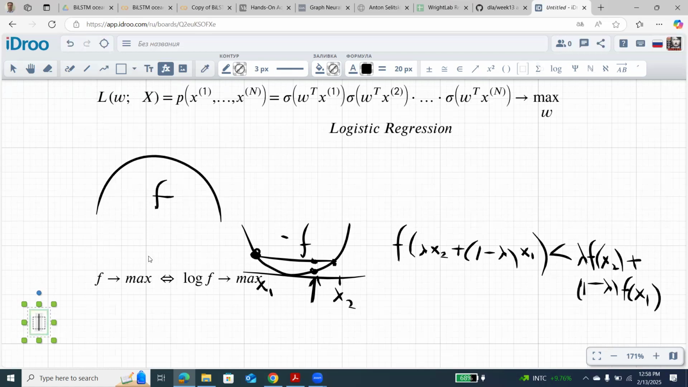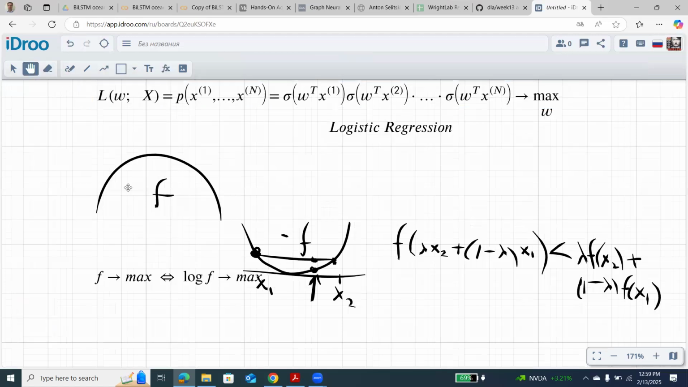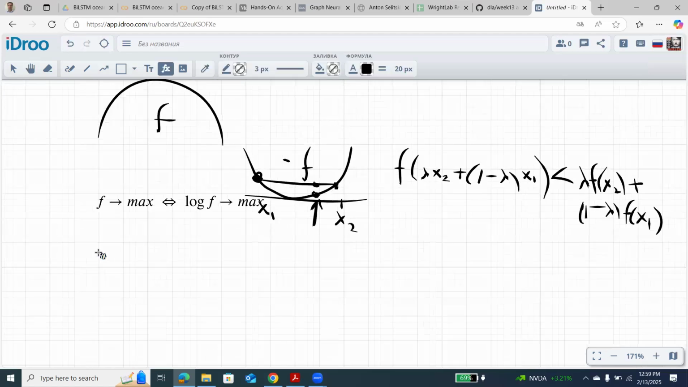Why do we want to use log? Because to take, for example, a derivative from a product is a harder task than to take a derivative from the sum. But the log of the product will result in the sum of logarithms. So that's why typically we minimize or maximize not the likelihood, but log likelihood. So log likelihood, it's called.